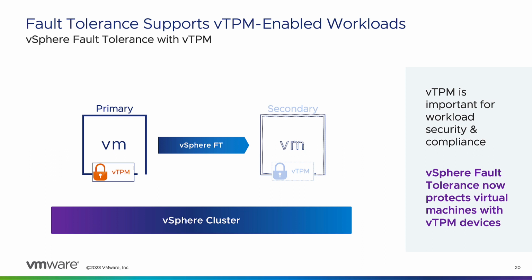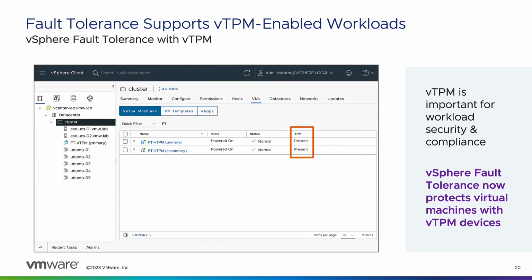vTPM is becoming an increasingly important component for guest operating systems nowadays, and particularly Windows 11 requires it to be available, and it enables things like Microsoft Device Guard, Credential Guard, and different OS attestation processes and more. So we had an incompatibility whereby you could not protect a virtual machine using vSphere fault tolerance if it was using a vTPM device. That is no longer the case. In vSphere 8 Update 1, you can now fully protect those VMs that have TPM devices with vSphere fault tolerance.